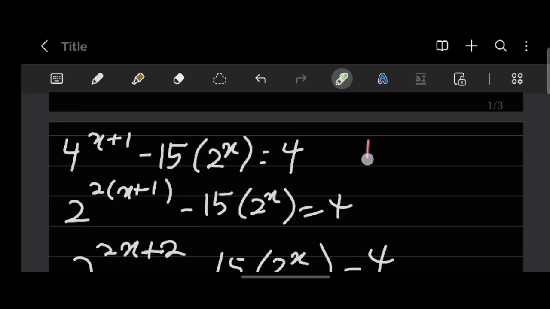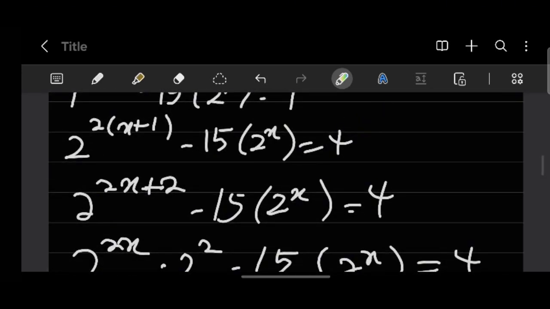As we all know, 4 is equals to 2 power 2. So, 2 power 2 multiplied with x plus 1 minus 15 multiplied with 2 power x equals to 4. So, we have to multiply 2 with the value in the brackets. So, 2 power 2x plus 2 minus 15 multiplied with 2 power x equals to 4.